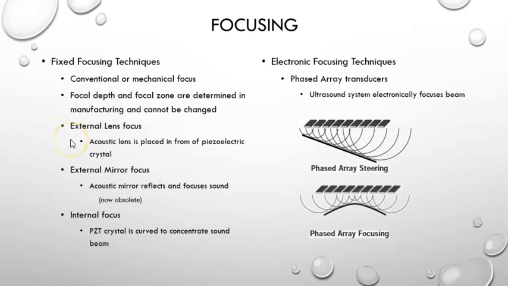Sometimes the manufacturers will add an external lens onto the transducer, and this will then focus the beam closer to the transducer than the original unfocused focus would be. You can also have an external mirror focus, where the sound is reflected off of a curved structure, and this also will focus the sound. These are no longer used, but it is another way of doing it, reflecting the sound off of a focused mirror. There is a technique called internal focus, which is where the actual crystal is curved to concentrate the sound beam at a focus.